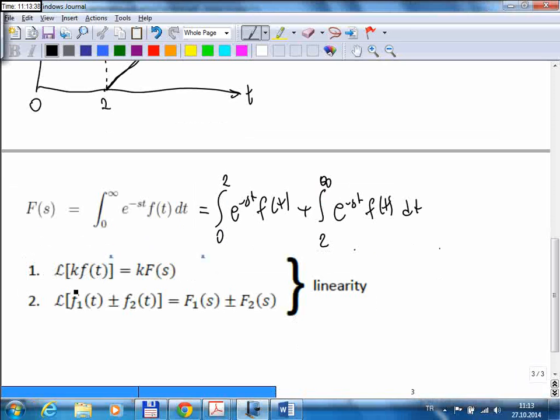So you can put a constant number here, A, and another constant number, B, and then those two constant numbers will directly appear here. So which is the superposition principle. So this is the linearity.